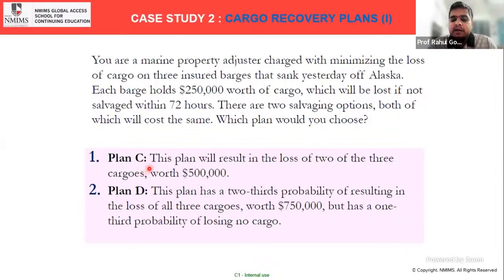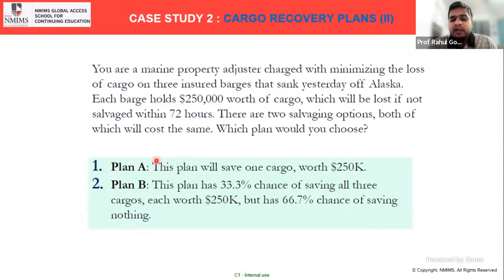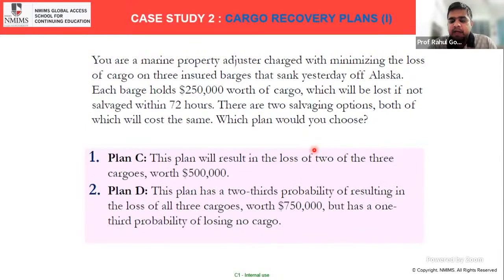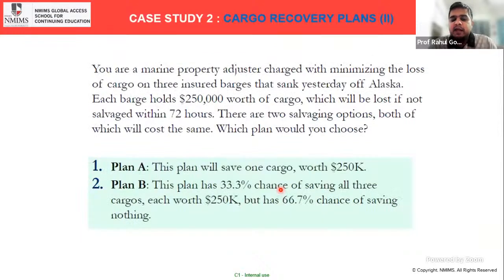For example, in plan C, it was written that if you go ahead with this plan, the plan will result in the loss of two-thirds, right, two of the three cargoes worth $500,000, right? And in the second case, it was given that if you go ahead with plan A, this will save one cargo worth 250K, right? Now, if you look closely, plan A and plan C are the same, right? But in the first situation, we are talking in the language of losses, right? In the second case, we are talking in the language of savings, right?